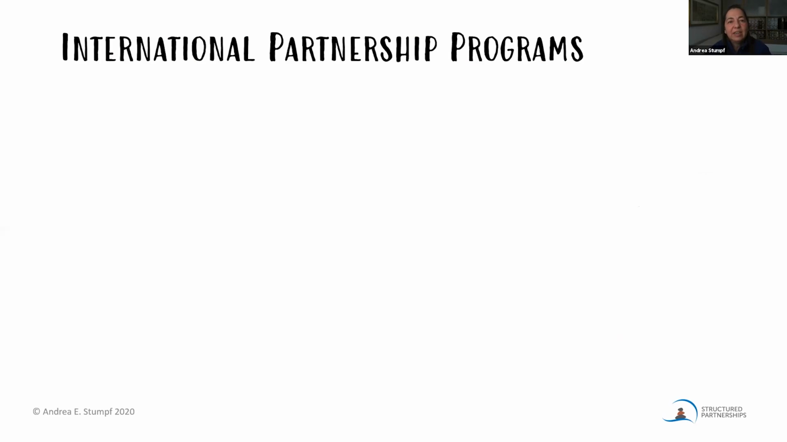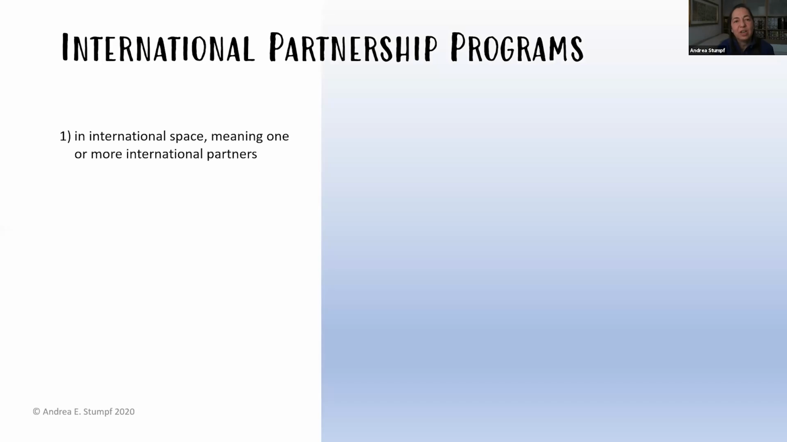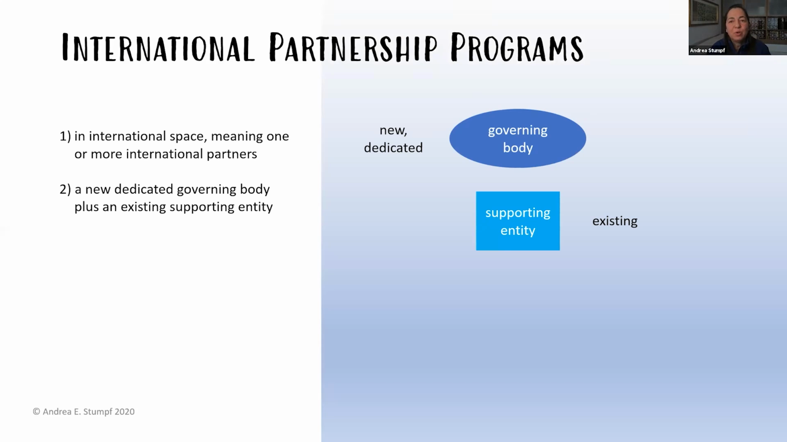So just definitionally, to kind of locate where we are, international partnership programs, to define the modality, we start in international space. So you're in the international arena. That means at least one or more international partners. But the key is that we are taking in this modality the old and adding the new. So in the international partnership program structure, an existing organization or institution, what I call the supporting entity, provides support to a new partnership, which is usually reflected in a dedicated governing structure. So a supporting entity plus a governing body.